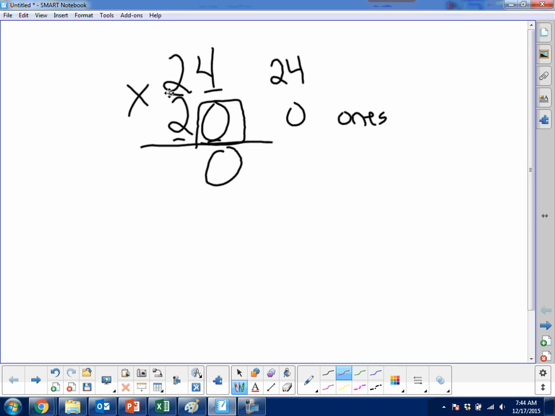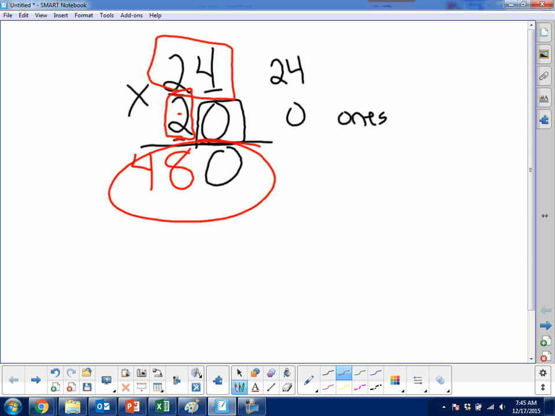Now I'm going to look over at this 2 right here. I'm going to think to myself, if I have two 24s, how much is that going to be? Well, I know that 24 and 24 equals 48. So ladies and gentlemen, my answer to this one is going to be 480.